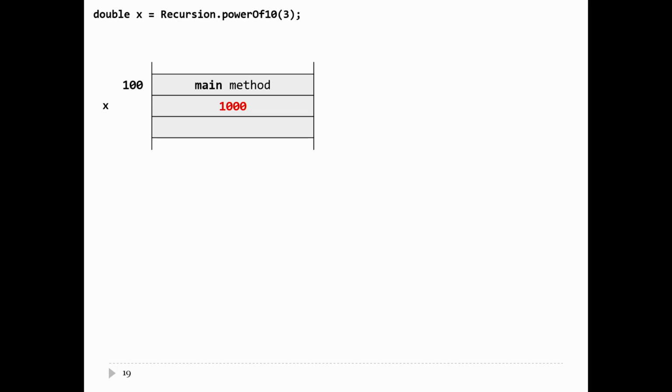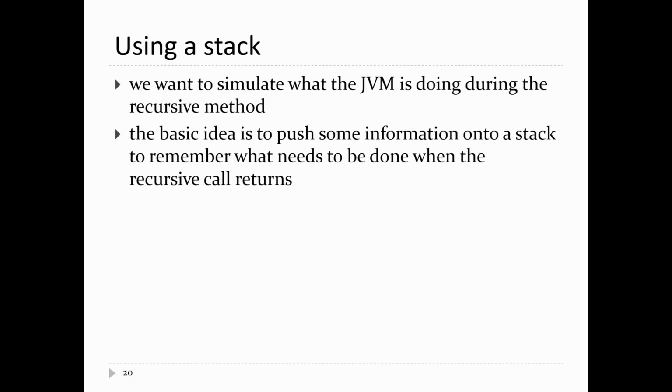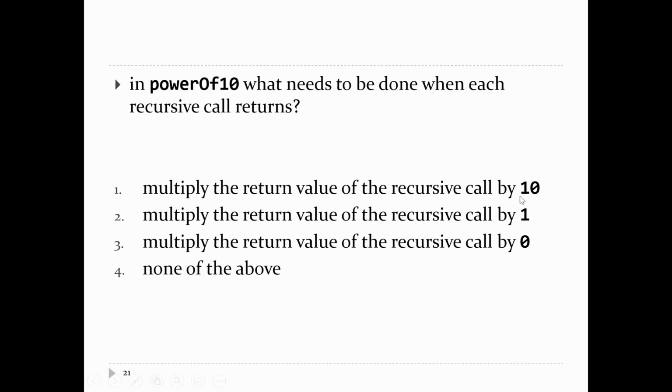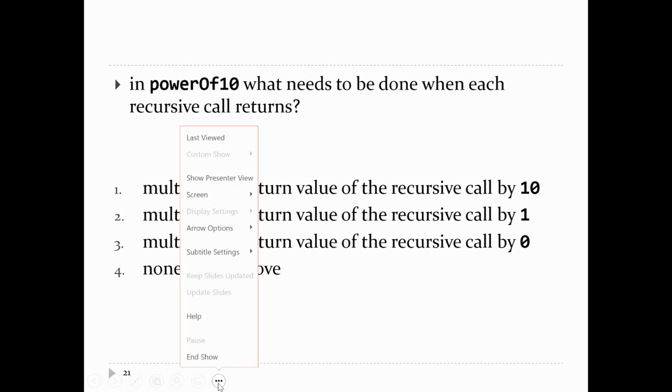If you have a recursive method and you want to convert it to a non-recursive method, the trick is you emulate what the compiler or the runtime system is doing for you. In other words, you implement the call stack yourself manually. You want to simulate what the virtual machine is doing in the recursive method. The basic idea is you push some information onto a stack to remember what needs to be done when the recursive method returns. So in power of 10, what needs to be done when each recursive call returns? You just go back and look at the source code for the method.